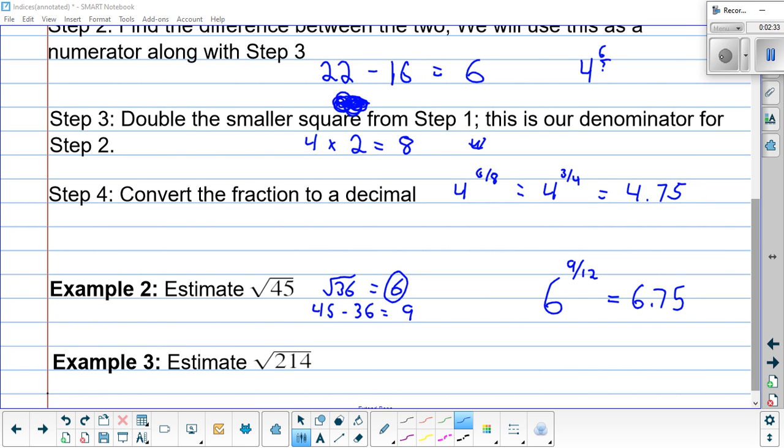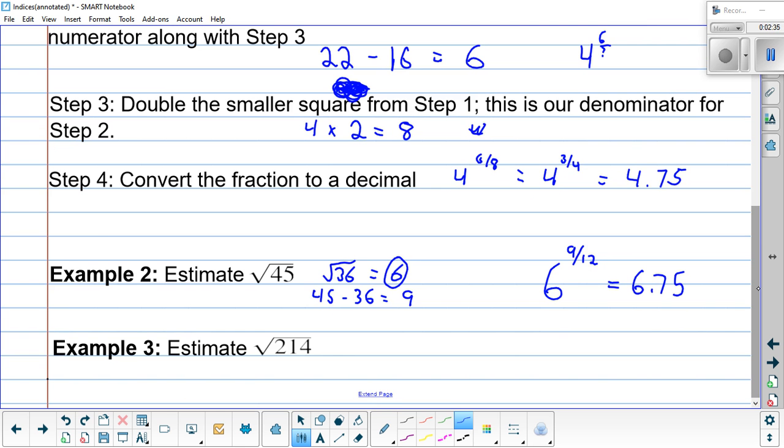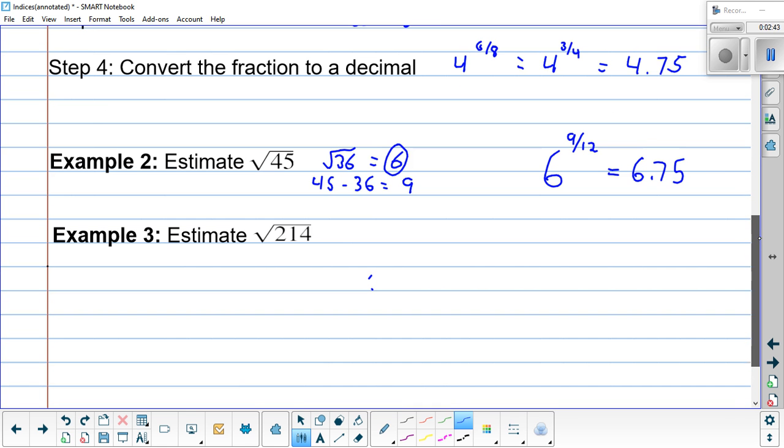So far, our estimates are working pretty well. They're actually working better for the larger numbers. So let's try this last one, estimating the square root of 214, because this one was a little bit harder. The square root of 196 is our smaller square root, and that's 14. Then 214 minus 196 gives us 18. So we have 14 and 18 over double 14, that's 28.